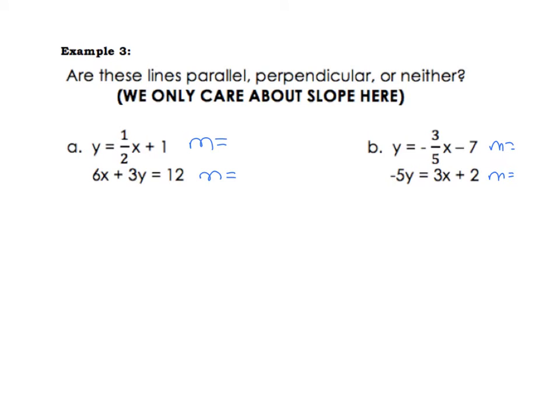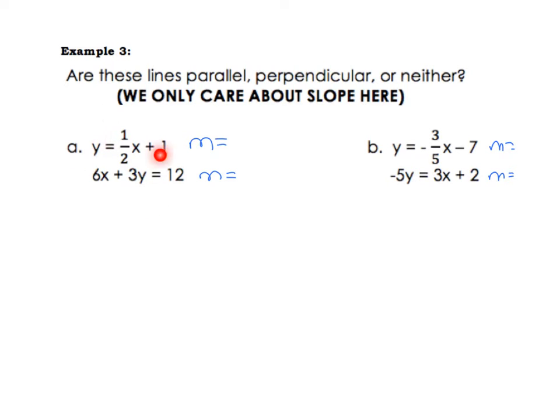All right, are these lines parallel, perpendicular, or neither? So notice when we're trying to determine whether lines are parallel, perpendicular, or neither, the only thing you care about is the slope. Okay, notice these are in slope-intercept form. Well, I should say most of them are in slope-intercept form. If a linear equation is given to you and it's not in slope-intercept form, then the very first thing that you have to do is put it in slope-intercept form.